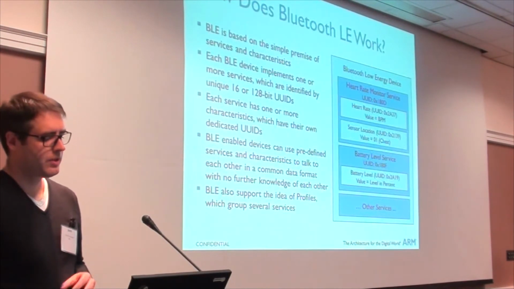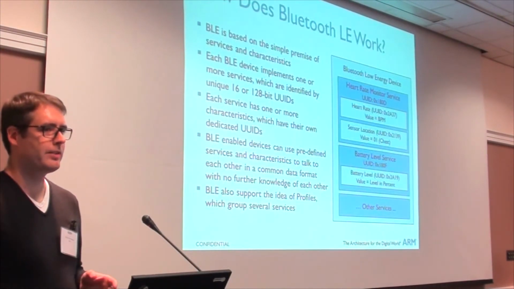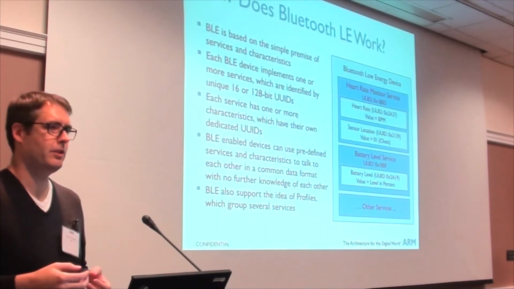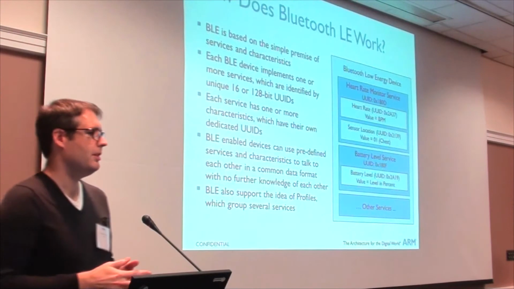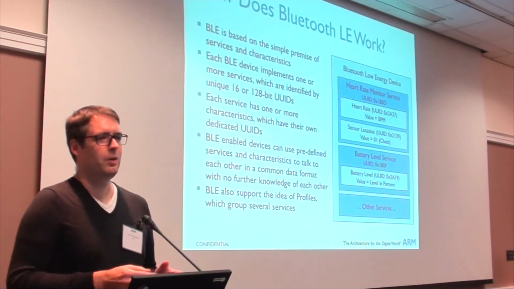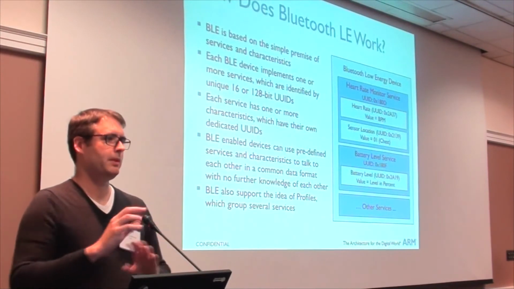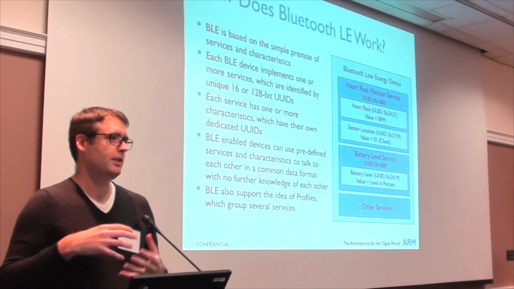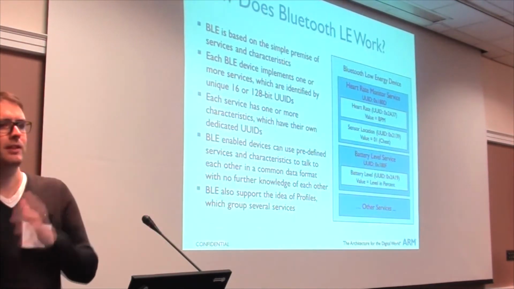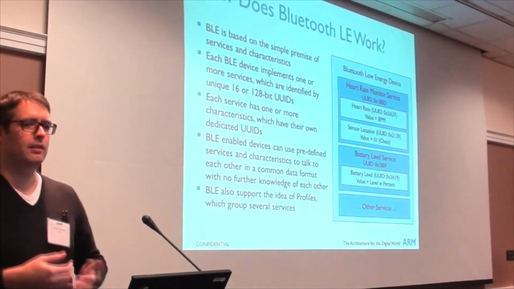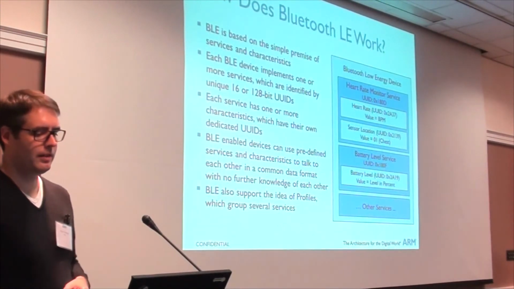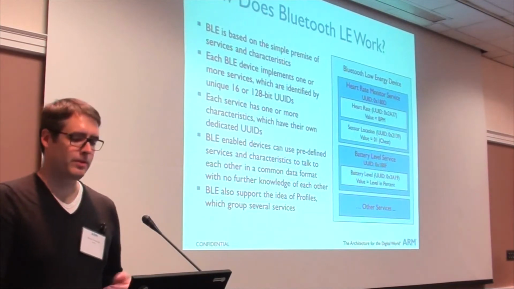BLE also supports the idea of profiles. Profiles are just a higher level abstraction; basically, a collection of services. A profile that you see a fair amount of people talking about around BLE is the proximity profile, which combines the link loss and a couple of other services in one. It's a higher level contract that says we have this service and this service, so that you can have one universal device that's understood by other smartphones or tablets.